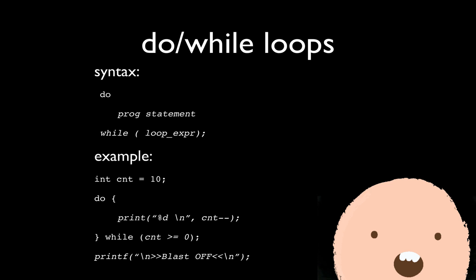There's also a do while in C, and this opens with the keyword do followed by a program statement or a block of statements, and at the very bottom of the loop we actually have the while. So once again, here's an example where I've taken our running example and re-implemented it as a do while loop. Notice in this construct, the loop is always going to execute at least once.